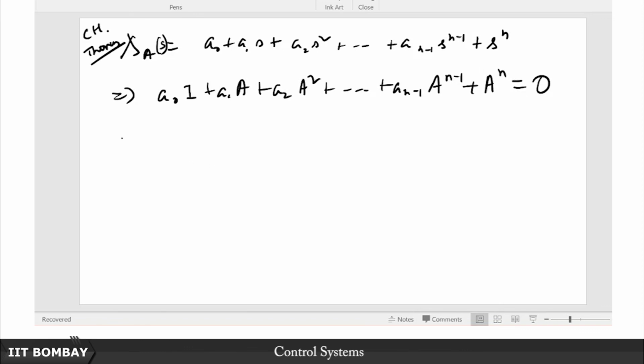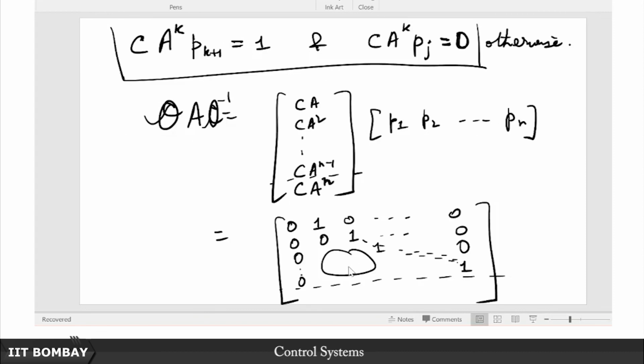So therefore I have this recipe now. A to the power n is nothing but minus a n minus 1 times A to the power n minus 1, minus a n minus 2 A to the power n minus 2, dot dot dot till minus a0 I, right. So let me fill that out here, let me replace this with C times minus a0 I minus a1 A minus a2 A squared minus dot dot dot till minus a n minus 1 A to the power n minus 1. Yeah, this is what this is.